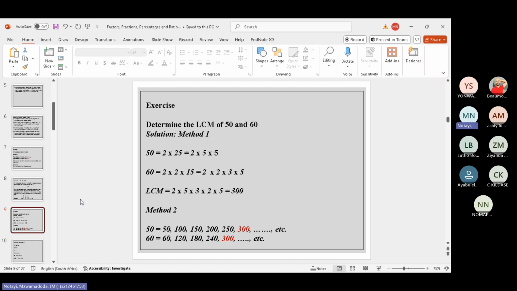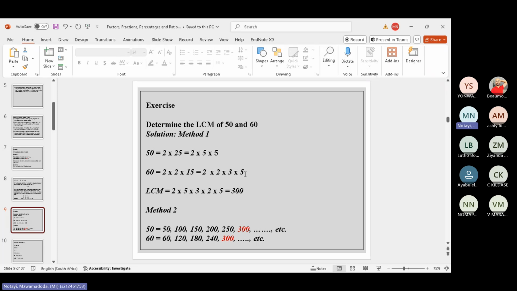Okay, this is actually the second method, the one of listing prime factors. Let's see. 50 is equal to 2 times 25, and I see that 25 can also be written in prime factors, which is 5 multiplied by 5. So you get 2 multiplied by 5 multiplied by 5. And then the second number, 60, you have 2 times 30, where 30 can also be factorized, into 2 times 15. And then you see that 15 can also be factorized in its prime factors, that is 3 times 5. So 60 will be equal to 2 times 2 times 3 times 5.